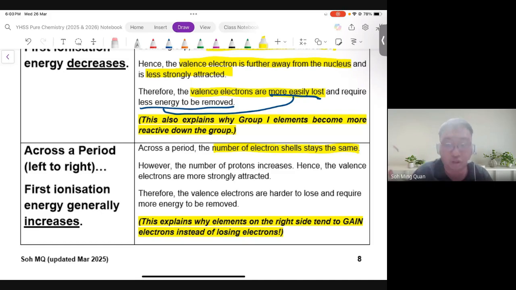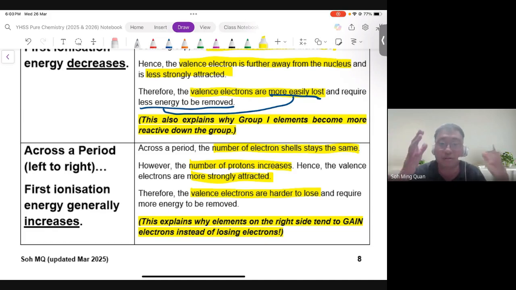However, as you go from sodium on the left to chlorine on the right, the number of protons increases, meaning you have more protons, yet the same number of shells. More protons means more strongly attracting the valence electron. Therefore, the valence electrons are harder to lose as you go from left to right, from sodium to chlorine, because they are more strongly attracted. And that's why elements on the right don't lose electrons. They tend to instead gain electrons. All right. So that makes sense.